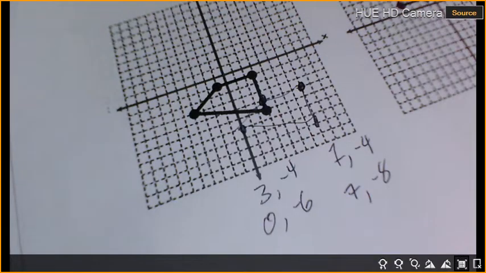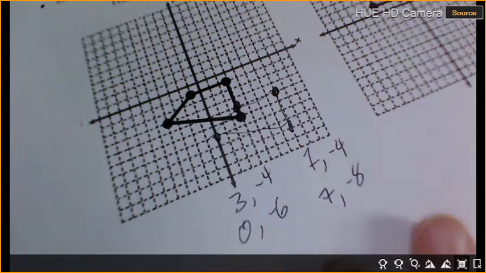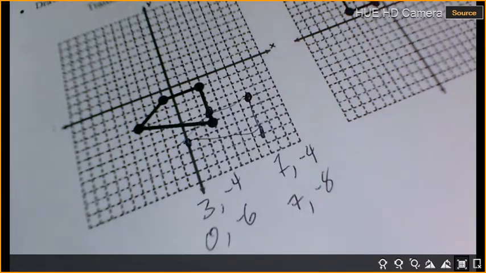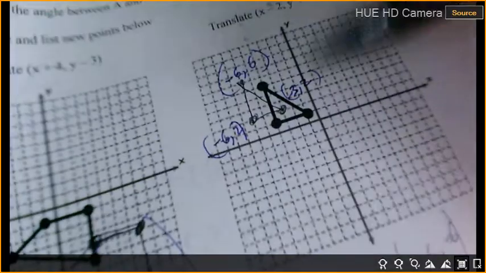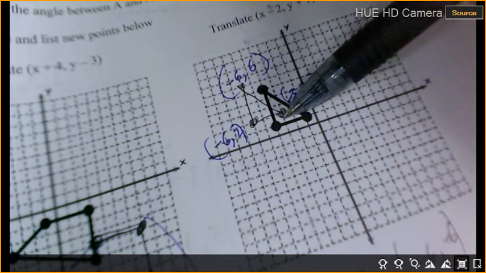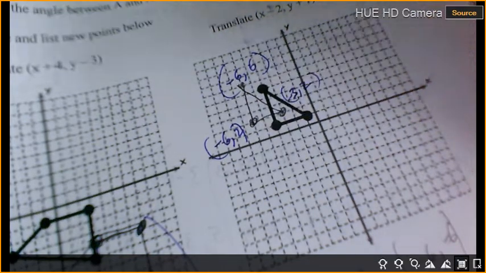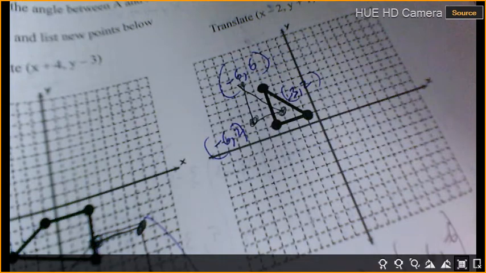The next one I'm not going to do, but it should look like this. We moved it 2 units to the right, 1 unit up. So my new spot should be -3, 2, -6, 6, and -6, 2. Any questions on translations before we move on?